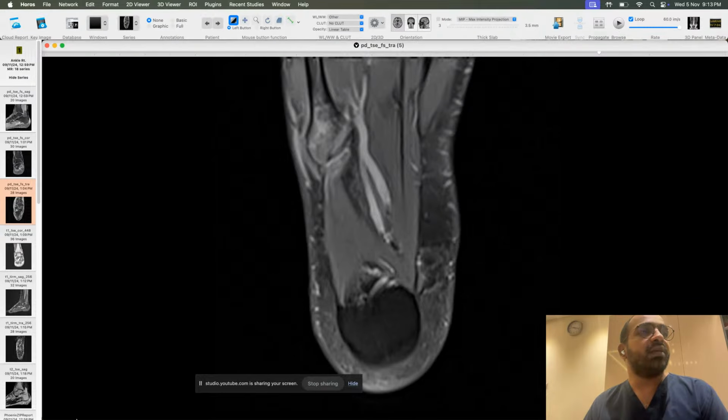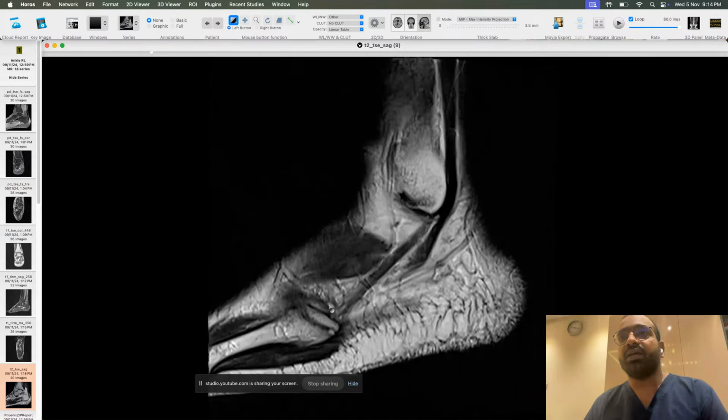What we can see on the T2 weighted image here is this tendon going and inserting onto the base of the fifth metatarsal. Because of its pull, there is a fracture in the base of the fifth metatarsal. So it is an avulsion injury of the fifth metatarsal base secondary to peroneus brevis avulsion. So this is a peroneus brevis avulsion fracture.